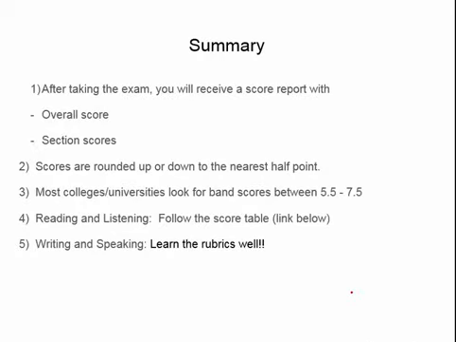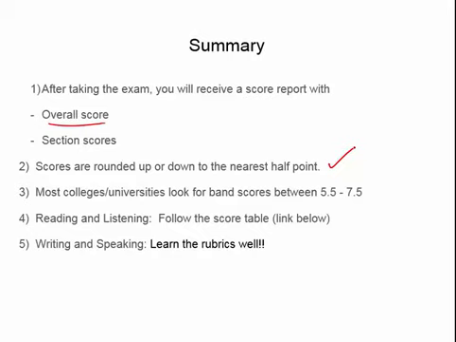So to summarize, the first point: after taking your exam, you will receive a score report with your overall score and your section scores. The overall score will just be your average score for the entire test, and scores are rounded up or down to the nearest half point. So remember how we do that, depending on what your average score is and what decimal point is at the end. Most colleges and universities are looking for band scores somewhere around 5.5 to 7.5, but you need to check with your institution to see what they require.